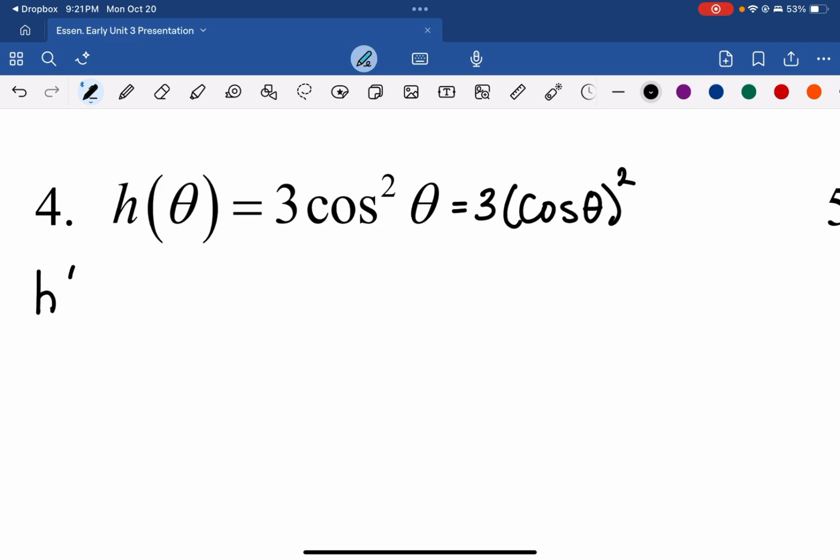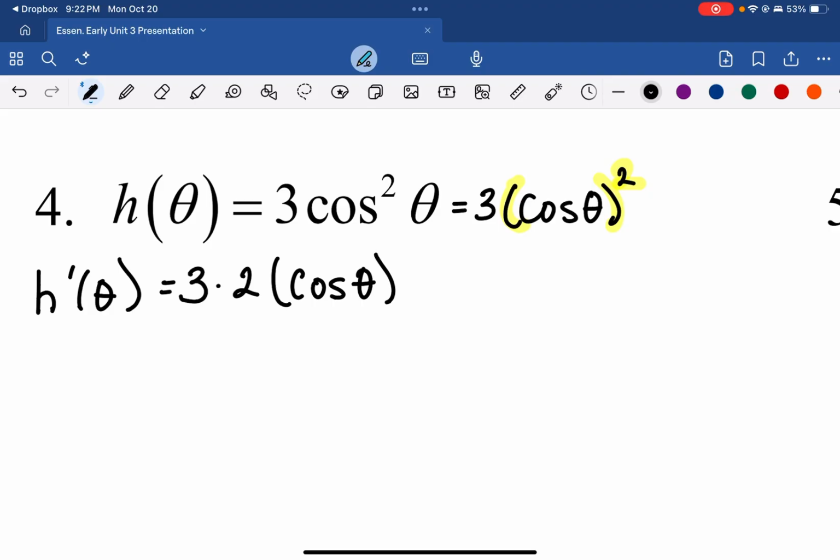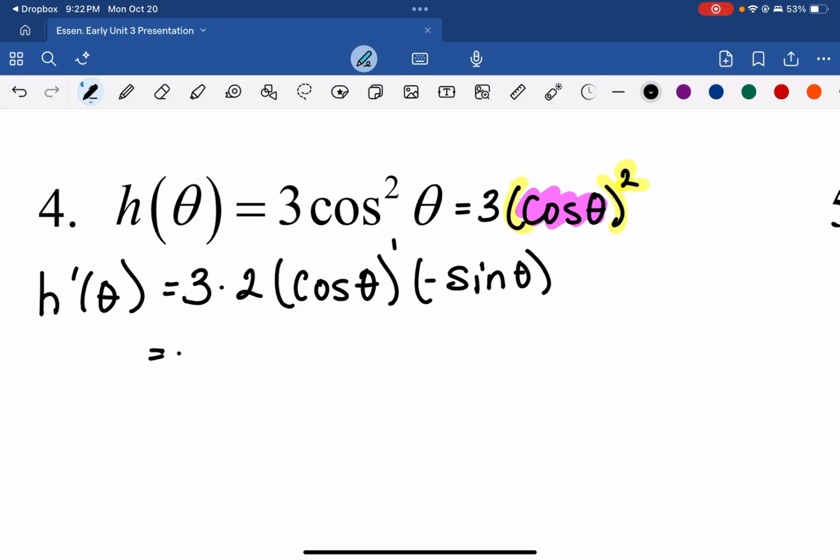Okay. So h prime of theta is going to equal 3 times the derivative of the outside, which is my parentheses squared. So times, forgot my 2, so times 2 times the inside, so cosine of theta. 2 minus 1 gives me 1. And then we take the derivative of that inside, which is that cosine. Derivative of cosine is negative sine. Right, so I've got 3 times 2 cosine theta to the 1 power times negative sine theta. I'm going to simplify this. So negative 6 cosine theta sine theta.